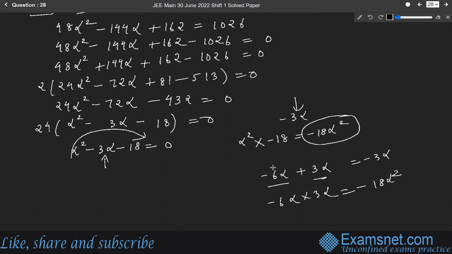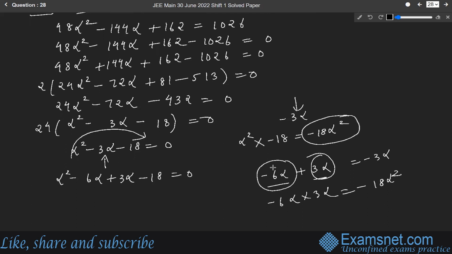So the two numbers are minus 6 alpha and plus 3 alpha. So this middle term can be written as minus 6 alpha plus 3 alpha. In this way, we have split minus 3 alpha into two parts. This is the first part and this is the second part. So we can substitute this value. So alpha square minus 6 alpha plus 3 alpha minus 18 is equal to 0.